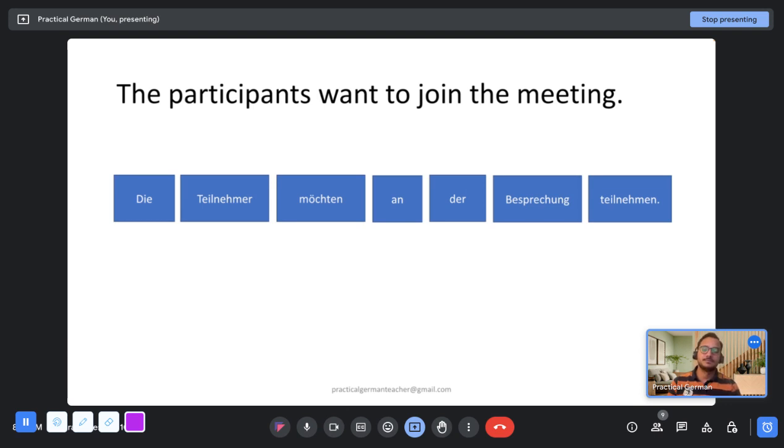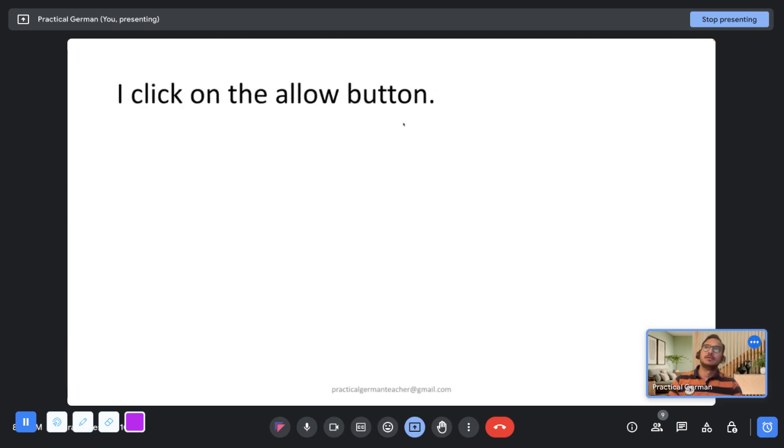Literally, you should use wollen, but this one will mean the participants like to join the meeting or would like to join the meeting, or something like that. Hope I answered your question. So you can use wollen. Können you cannot use, only if I want to say the participants can join the meeting. Okay, I will skip this one.